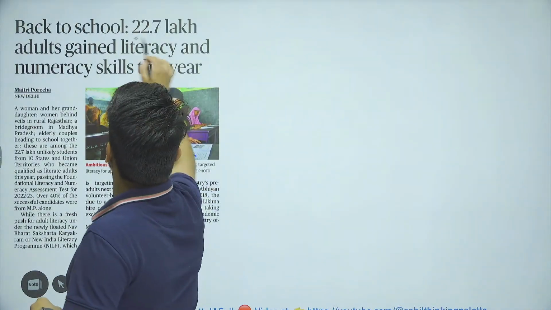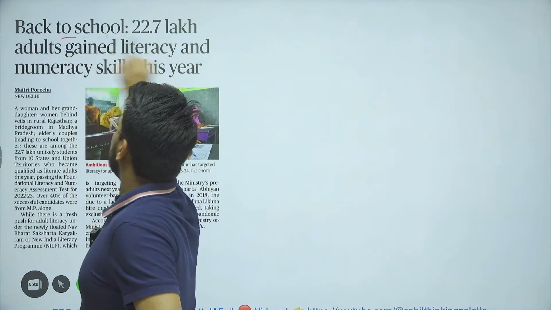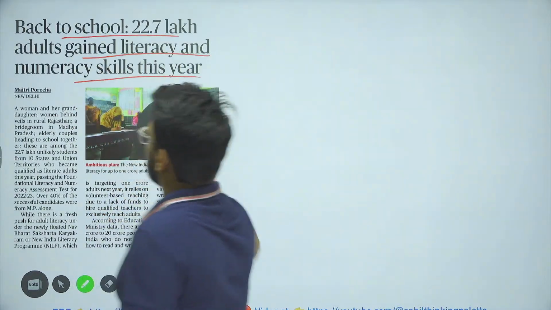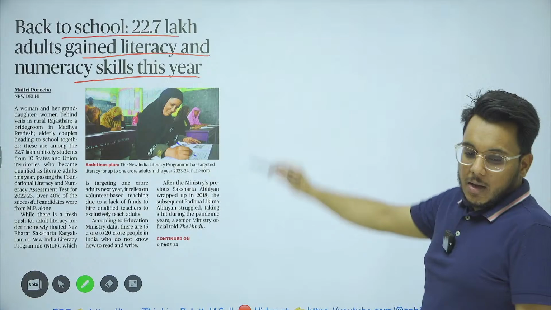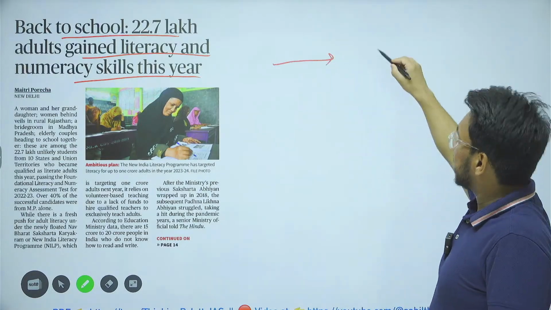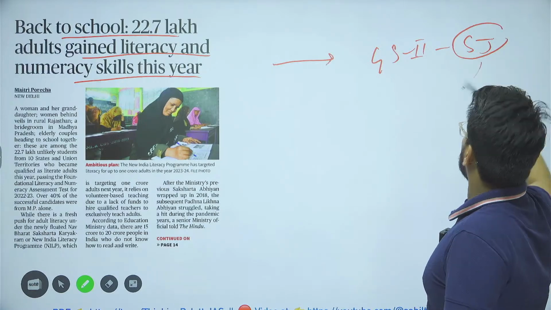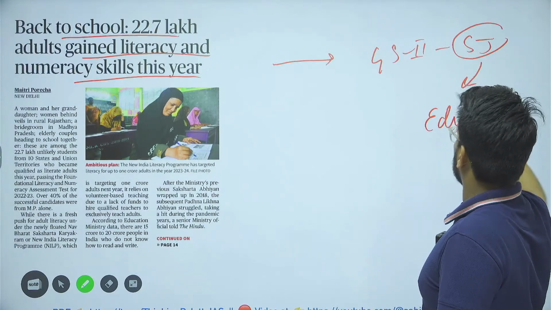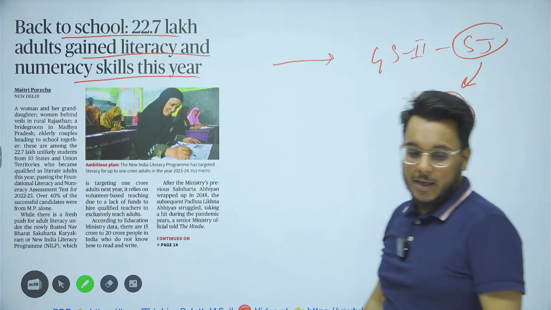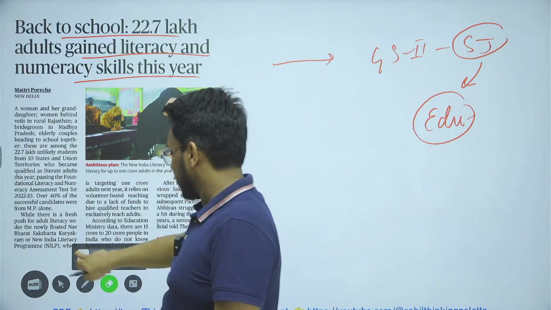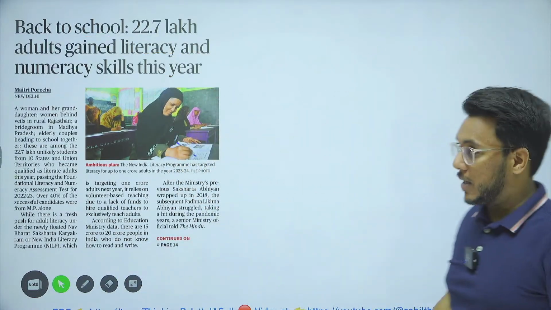Back to school: 22.7 lakh adults gained literacy and numeracy skills this year. Now, guys, this particular article we will see with respect to GS paper number 2, social justice, issues related to education. Now, what is this entire article all about?